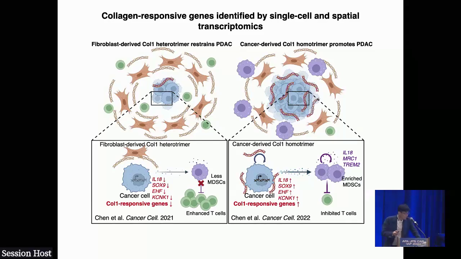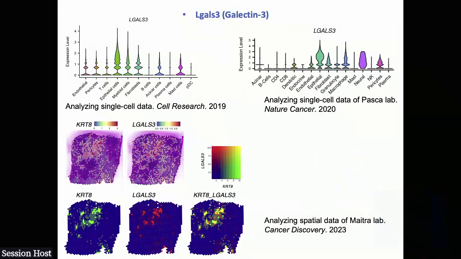So for example, this set of genes is suppressed by the good collagen made by the fibroblasts. So the fibroblast-derived type 1 collagen restrains the tumor and suppresses these genes. On the other hand, type 1 collagen made by the cancer cells, the bad collagen 1 homotrimer, can upregulate this same set of genes, meaning that these genes are potentially the downstream mediators of the collagen 1 homotrimer-heterotrimer balance in this disease.